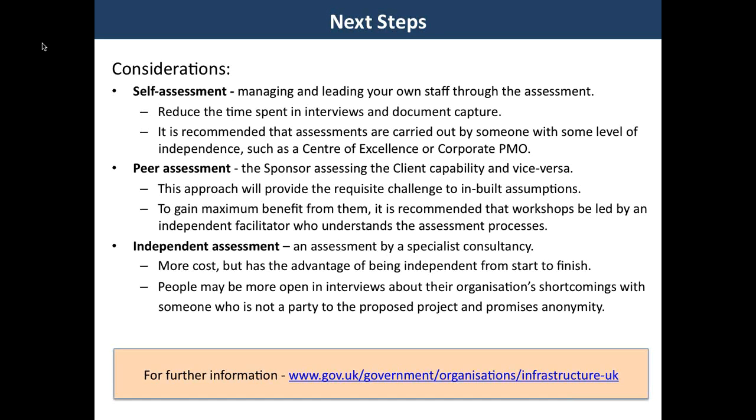And of course, the route map can also be a fully independent assessment completed with the help of a specialist consultancy, or if you're one of the top 40 projects, Infrastructure UK. This, of course, incurs more cost, but it has the advantage of being independent from start to finish, and people are often more open in the interviews about their organizations, potential shortcomings, or missed opportunities when speaking to a party that promises anonymity and is not directly linked to the project.